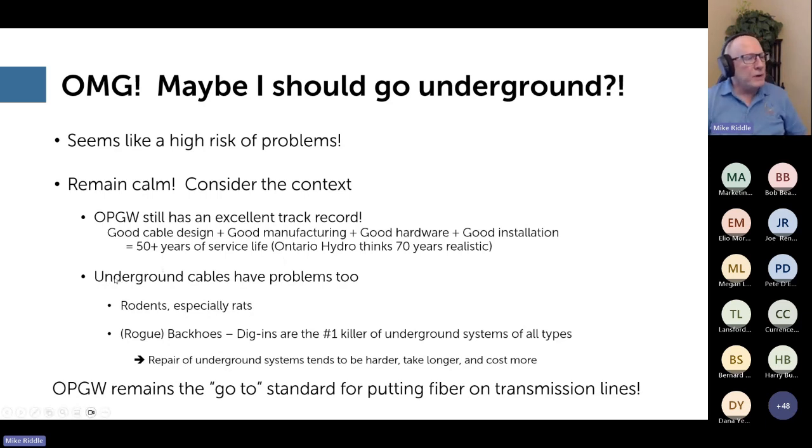And I need to remind you, underground cables have problems too: rats, and in particular backhoes. And when they go bad, they're harder and more expensive, and it generally takes more time to fix. So if you're trying to get fiber on your transmission lines, OPGW remains the go-to standard solution for doing that.